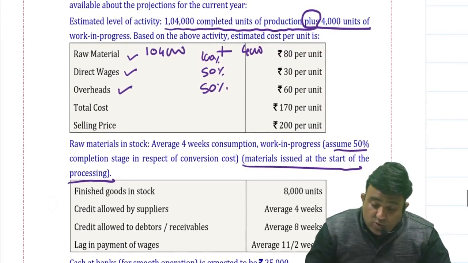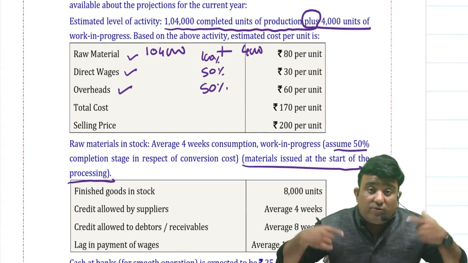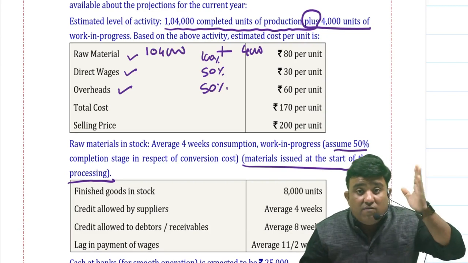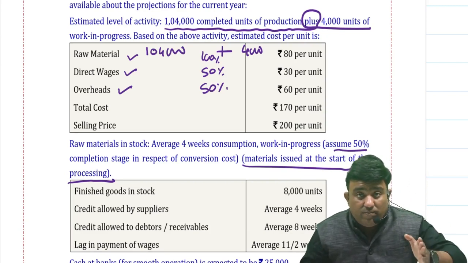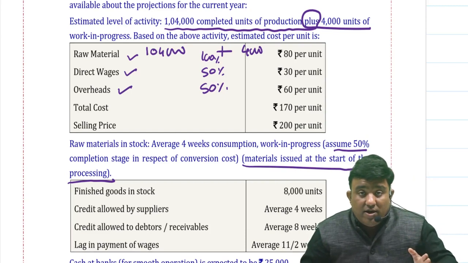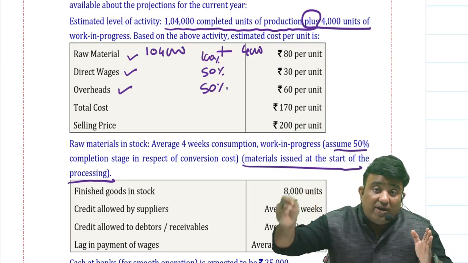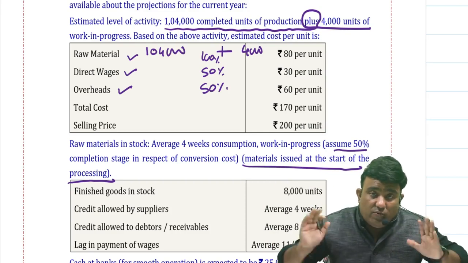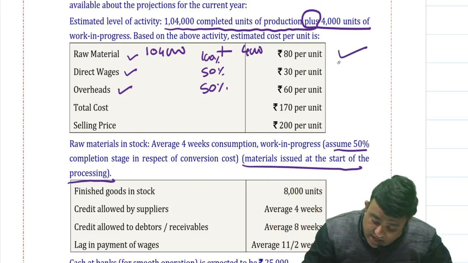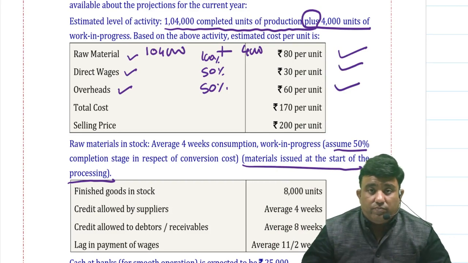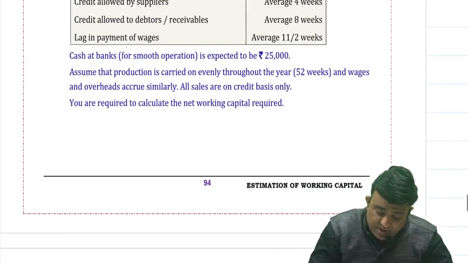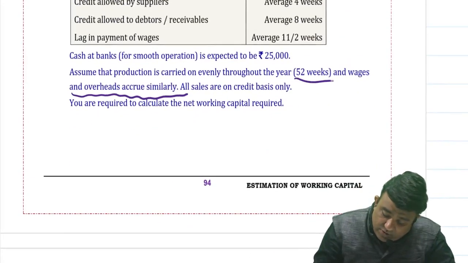So what you do is, to derive total material, total wages, and overheads, you have to take 1,04,000 for all the three, raw material, WIP, finished good. I'm sorry, material, wages and overhead, with WIP 4,000. 100% for material, 50% for WIP, that is 50% of wages and 50% overhead. Add them and then you derive your final total. Clear, everyone? This is a very classic point. Done, everybody? Rest, everything is simple. But again, don't get trapped into this point.